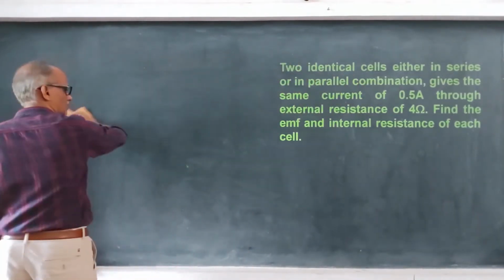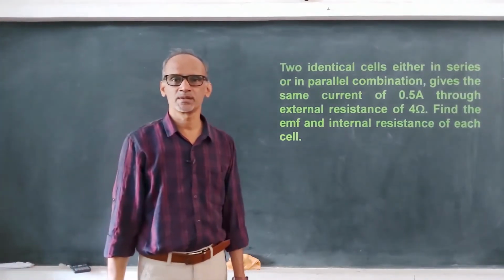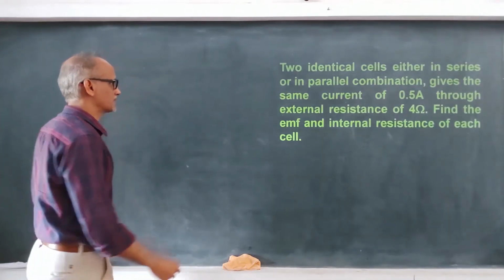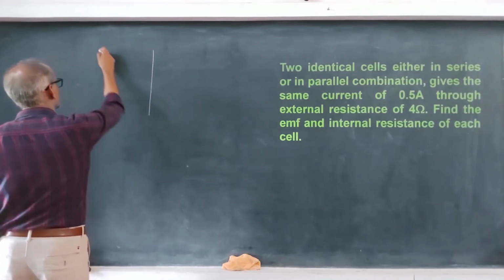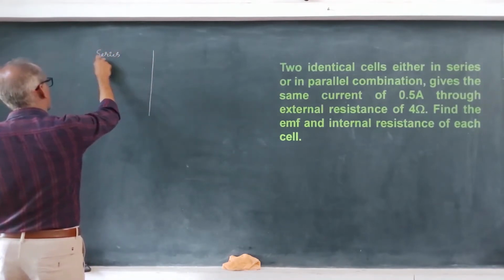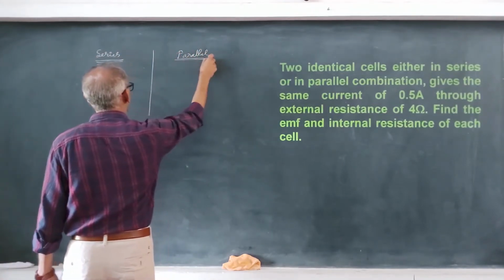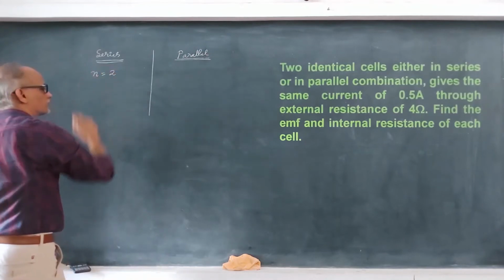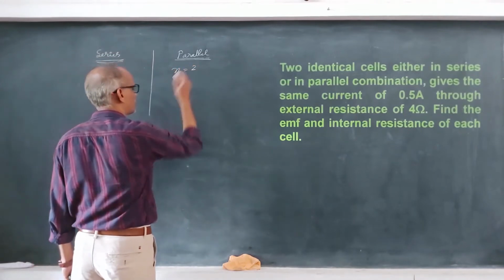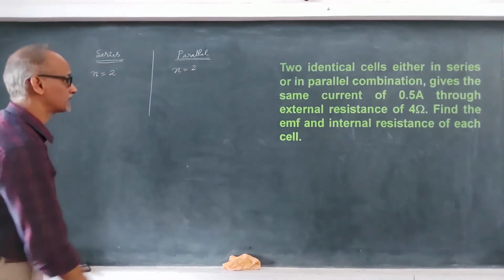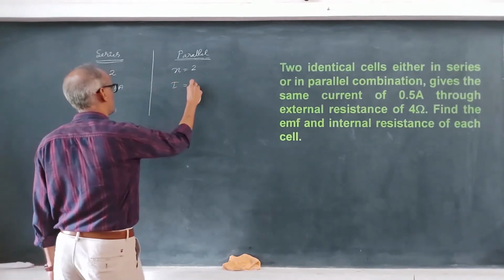So let's go through one more problem that's based on the combination of the cells in series or in parallel. Let me write that here. This is a series combination, and here we have parallel. So number of cells is given, n is 2. Two identical cells, either in series or in parallel, give the same current of 0.5 ampere. So current is the same in both, 0.5 ampere.